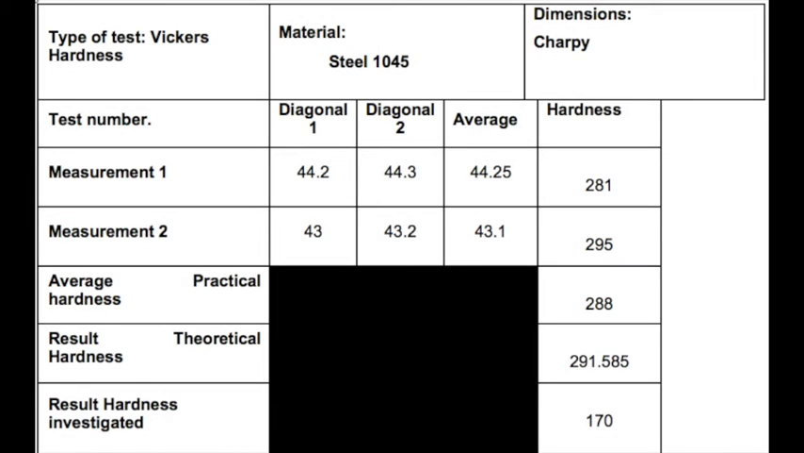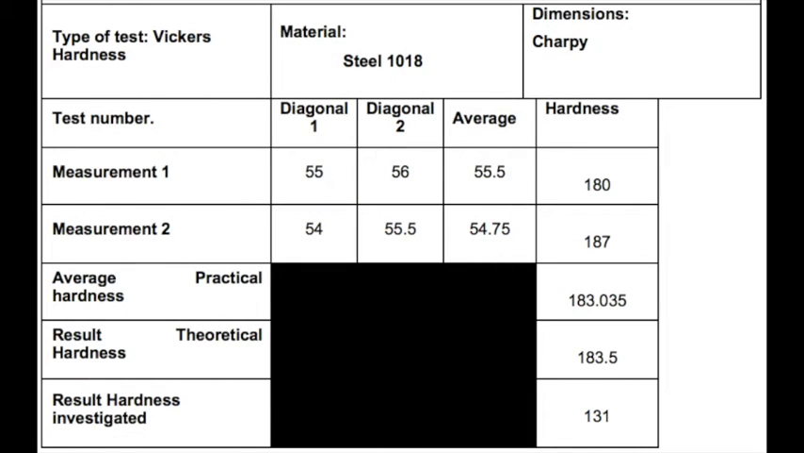Now for the Vickers test, I had to perform the test twice and I had to measure two different diagonals. For the first one, I got a 44.25 average measure for measurement 1, and for measurement 2, I got a 43.1. For the first one, I got a 281 hardness Vickers, and for the second one, I had 295 hardness Vickers. The average practical hardness was 288. The result of theoretical hardness was 291.585, and the result of the hardness investigated was 170.